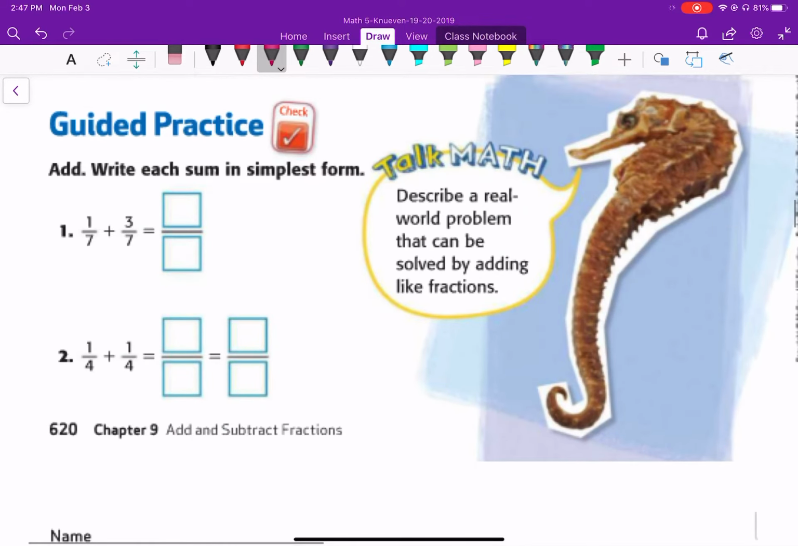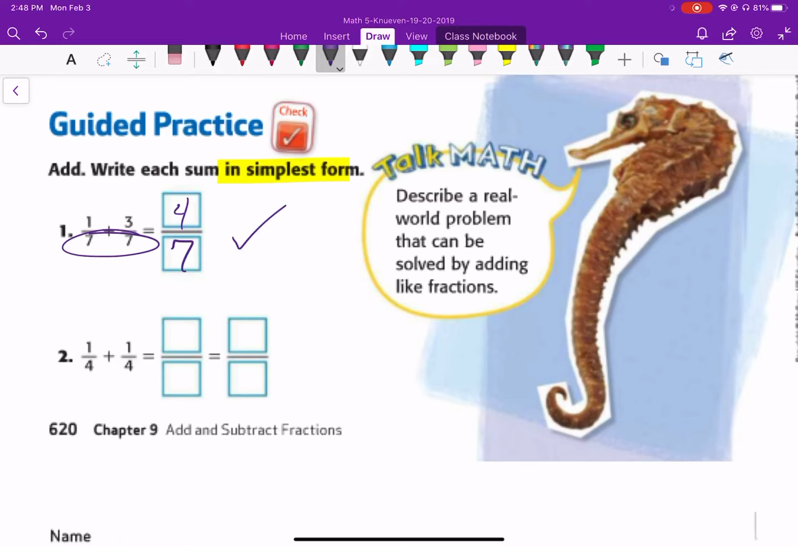Let's do a couple more here, and then I'll let you get started on some practice. So write the sum in simplest form. Keep in mind, you're writing it in simplest form. So 1/7 plus 3/7, because they each have the same denominator, it's going to be 7. I can simply add my numerators straight across. 1 plus 3 is 4. 4 and 7 don't share any other common factors other than 1, so it is in simplest form.